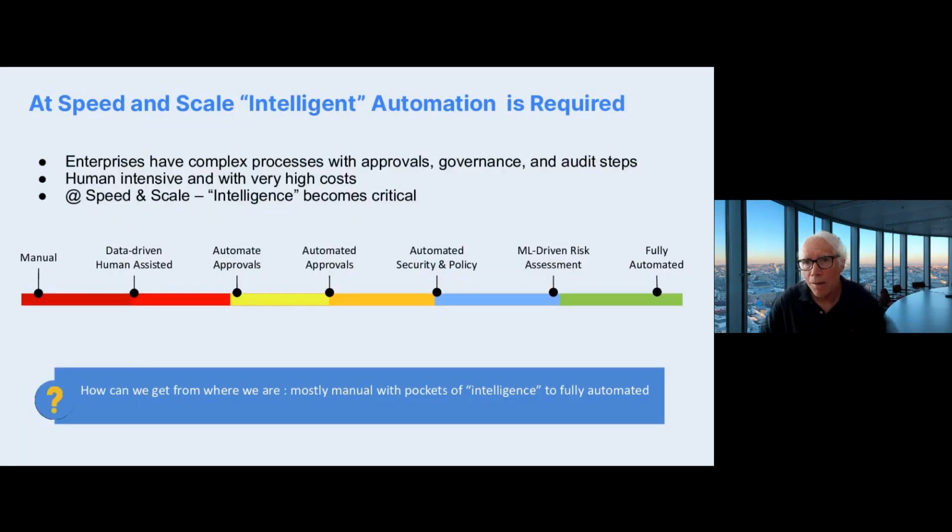Now, what all three of these are about is that as they accelerate the velocity of their deployments and try and scale, intelligent automation is required. As enterprises have complex processes, such as approvals and governance and audit steps, frequently they're human intensive with very high costs. And so at speed and scale, intelligent automation is critical.